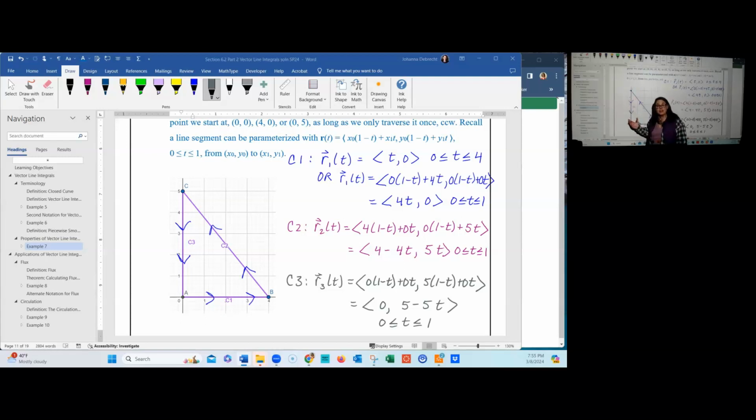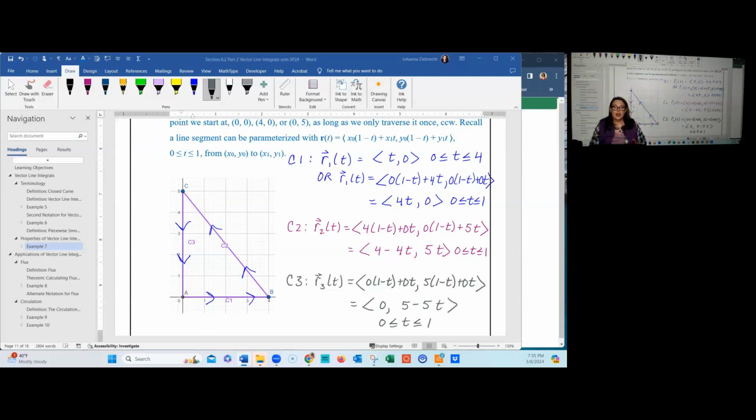Which is fine as long as you remember to change the sign of the vector line integral on that particular section. Instead, I went ahead and did the counterclockwise parameterization using the formula and got 0, 5 minus 5t between 0 and 1. The next thing we need to do is find r prime of t and f of r of t.